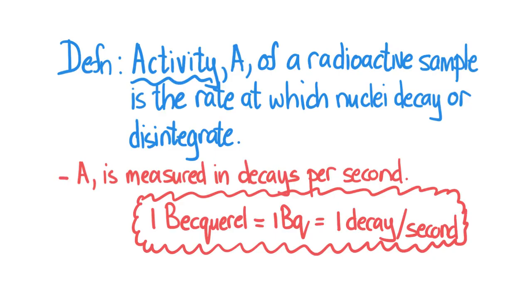So let's start off with the definition of activity. Activity, represented by capital A, of a radioactive sample is the rate at which nuclei decay or disintegrate. As soon as we refer to rate, we are referring to a ratio with respect to time, so in the denominator, there will be a time value. A is measured in decays per second, and it's named after Becquerel. So 1 becquerel, or 1 Bq, is equal to 1 decay per second.